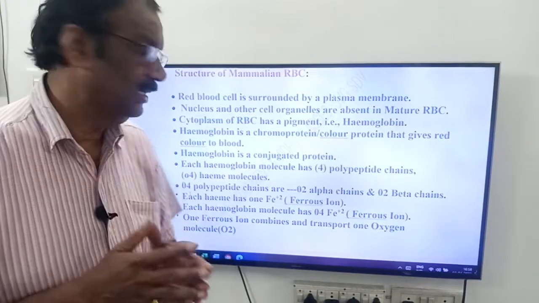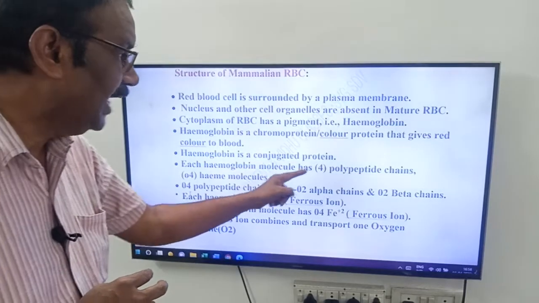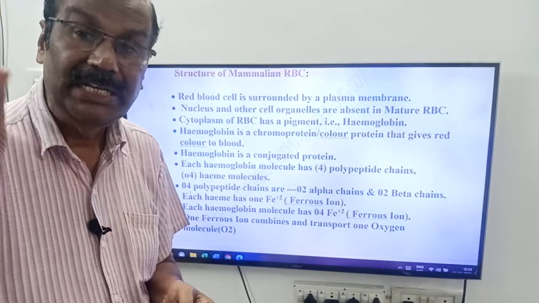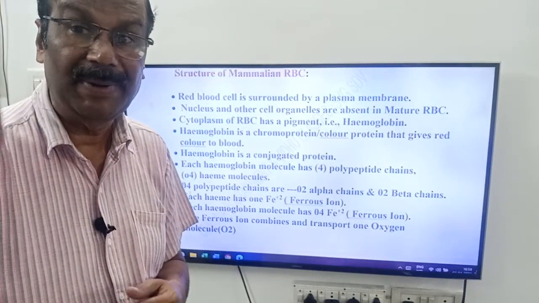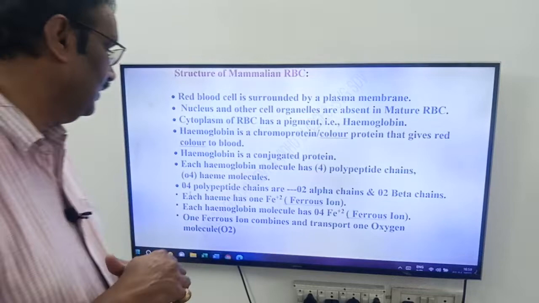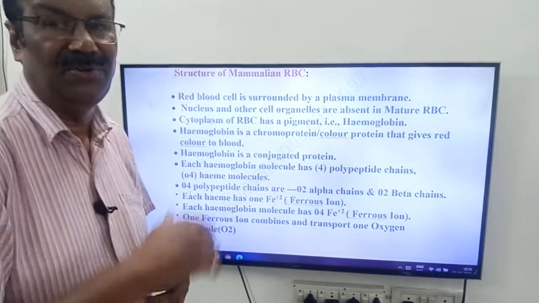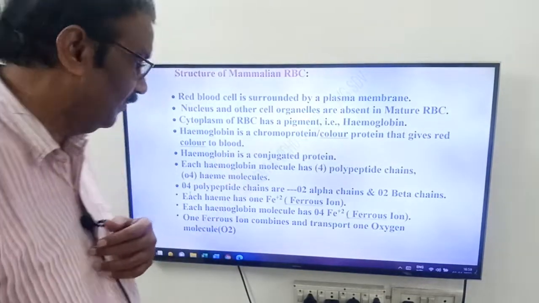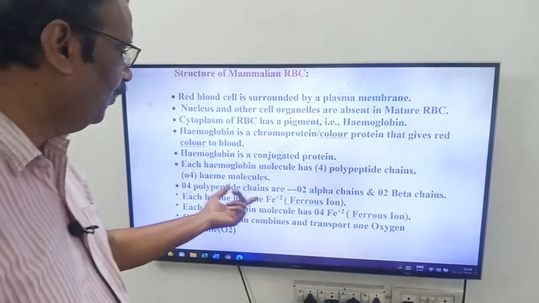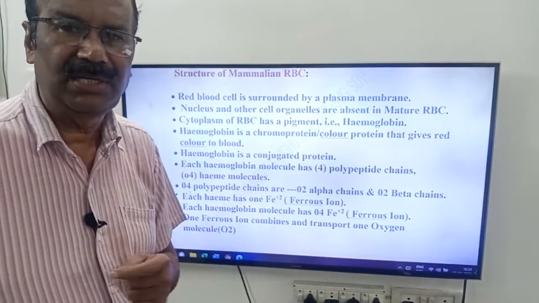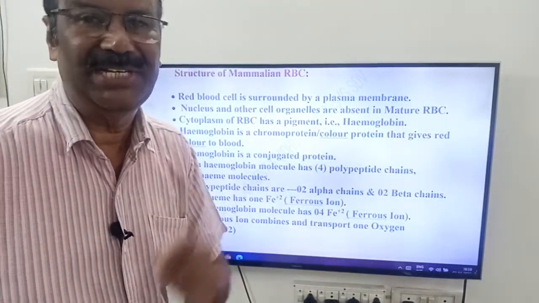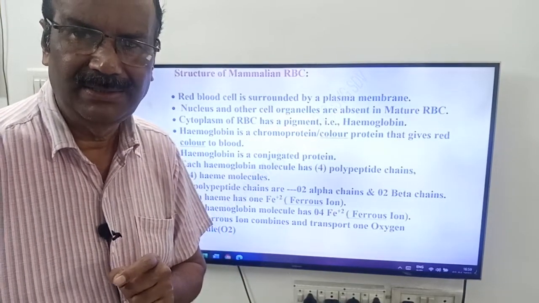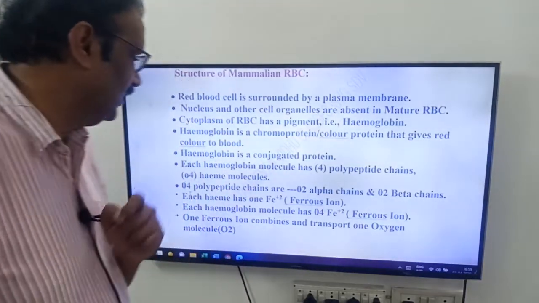Now come to the protein part. You see, friends, each hemoglobin molecule has 4 polypeptide chains. A protein is made up of polypeptide chains, friends. Hemoglobin has 4 polypeptide chains and 4 heme molecules. What are those 4 polypeptide chains? 4 polypeptide chains are 2 alpha chains and 2 beta chains, friends.